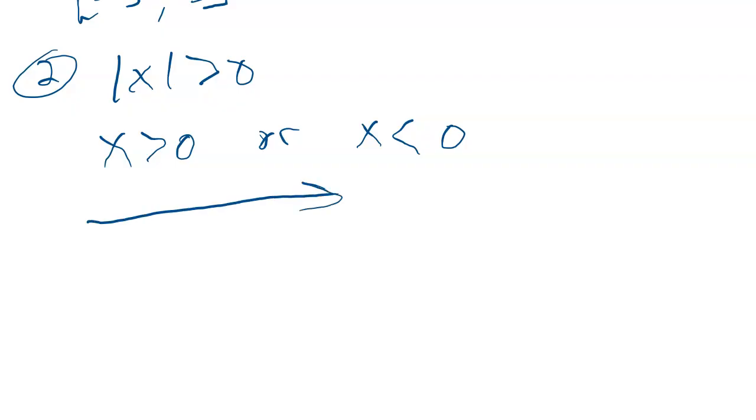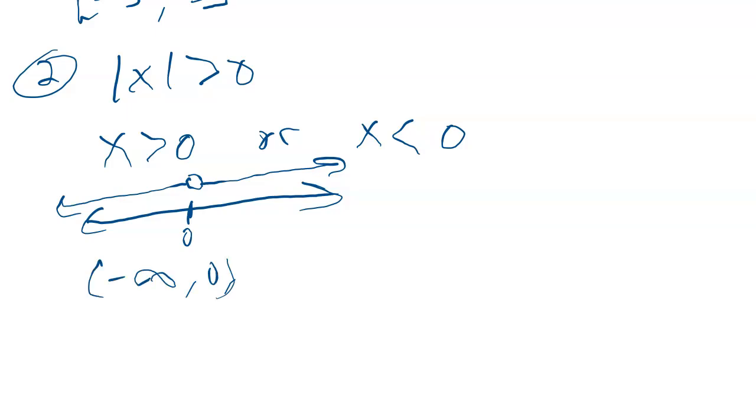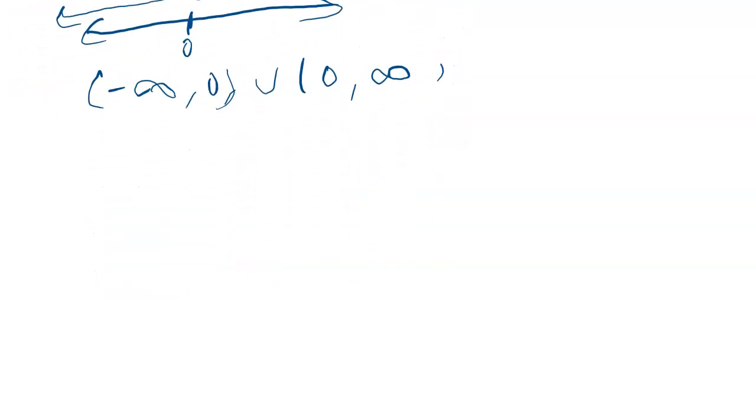On a graph, this is going to look like 0 here, and we want any values greater than 0 or any values less than 0. That's what the graph looks like. In terms of interval notation, this is going to be -infinity to 0, union 0 to infinity. That's a weird problem for number 2, but I'm going to continue. It's there for a reason, I think.